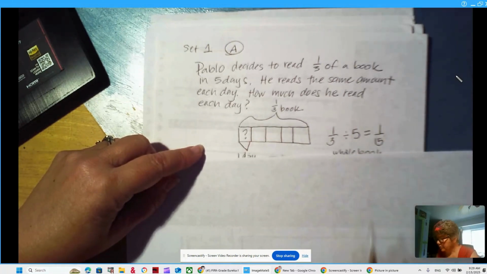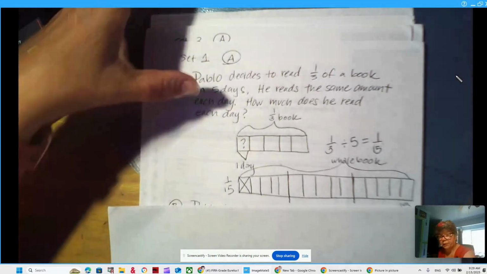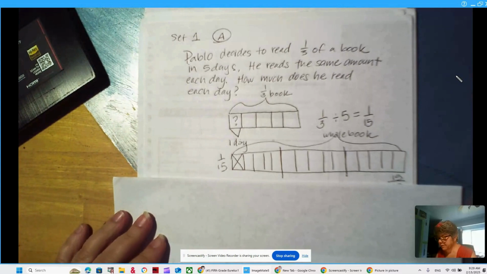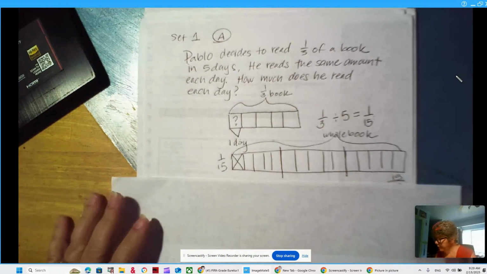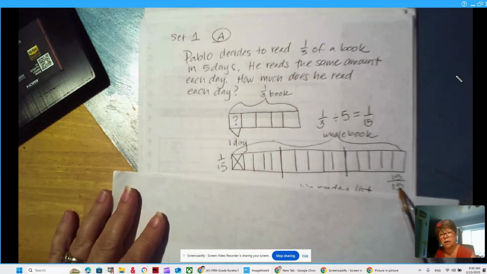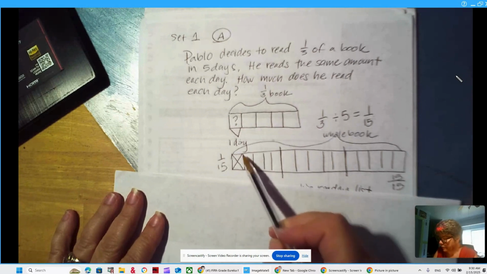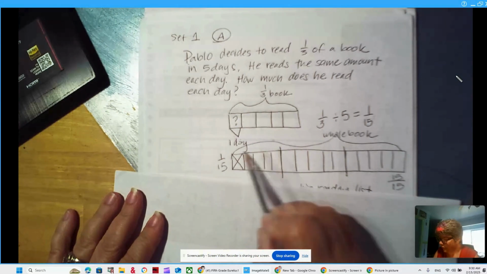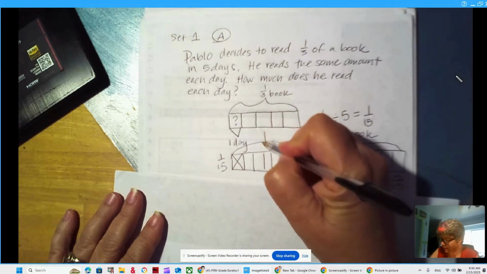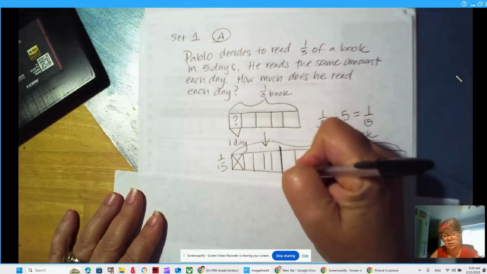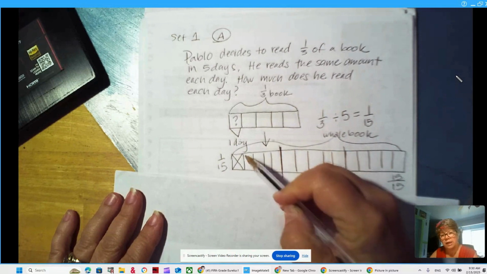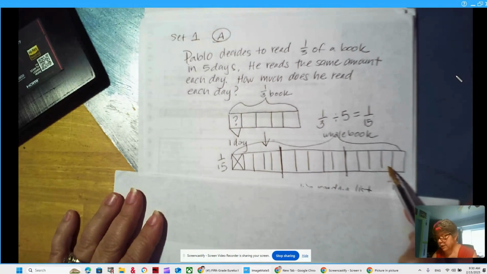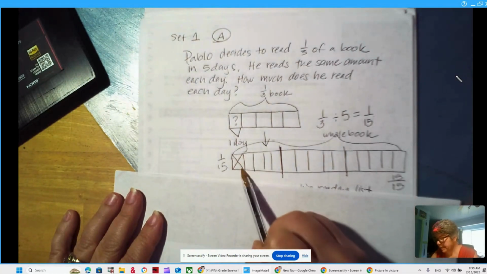But let's also look at the whole book, right? I like to expand it out and look at the whole book so we can see here the whole book would be 15/15 of the book. And this is the whole book. So if I'm looking at one third of the book, just like this is like a close up view of this section right here. You see that? So I have 1 out of 15 when I'm looking at just one day.